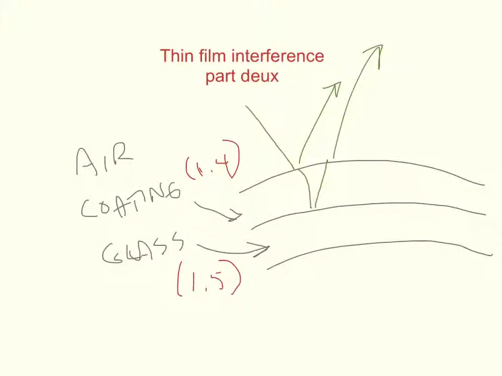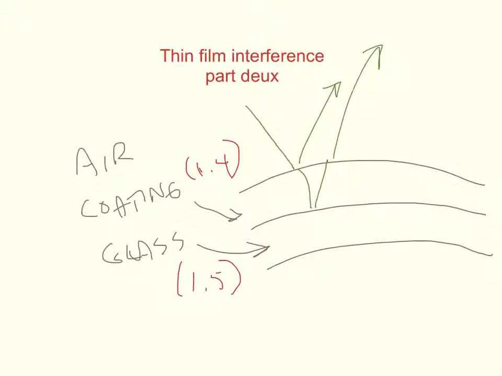Okay, now let's talk about thin film interference, part 2. What we're going to do now is talk about what happens when you enter something that has a coating on it, and then behind it there's something with a greater index of refraction. A couple things to remember.